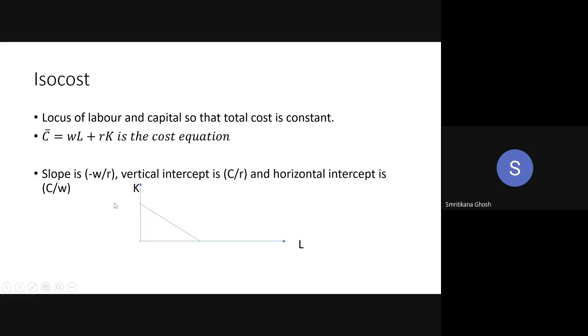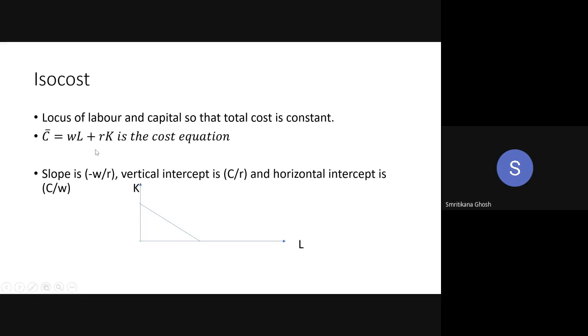So, simple. The line is just like a budget line. It's a downward sloping straight line. The slope is minus W by R. Done. Then the next step is to find the vertical and horizontal intercept.